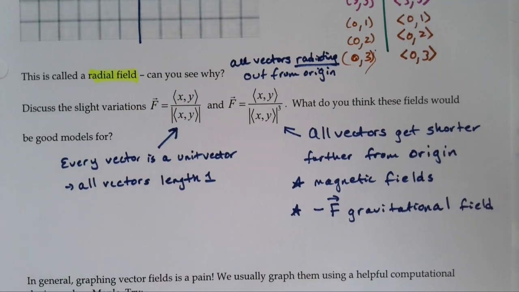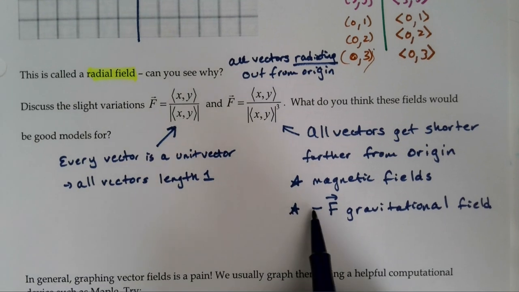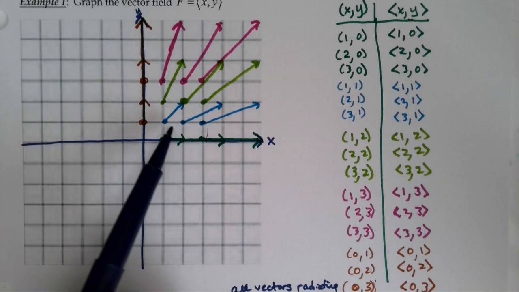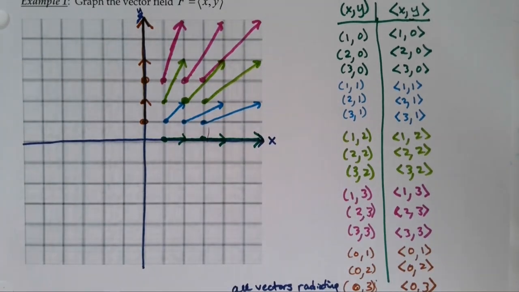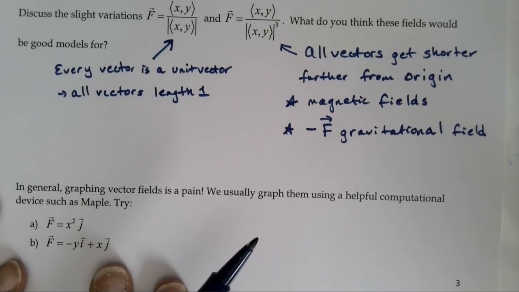Right? The farther you are from the origin, the smaller the pull. The closer you are to the center, the larger the pull. And it would be negative because, of course, it's the opposite of a radial field. Instead of everything pointing outward, everything would be pointing inward on a gravitational field.